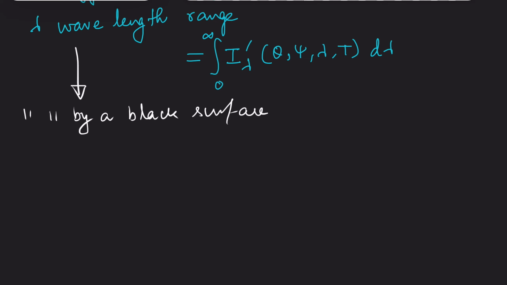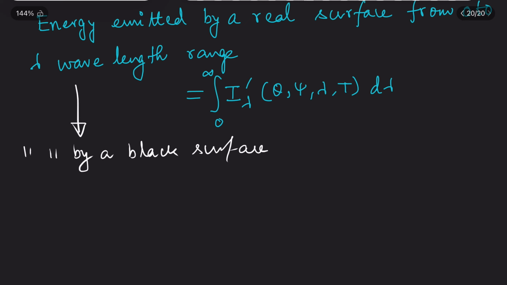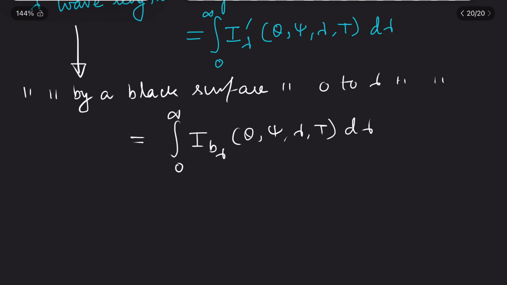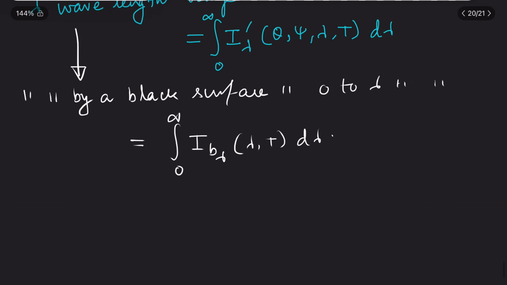Now what I was telling is that the energy emitted by a black surface from 0 to infinity wavelength range will be equal to the integral from 0 to infinity of I_b lambda, d lambda. But again I have made the mistake, it is not a function of theta and psi. So this is the thing.